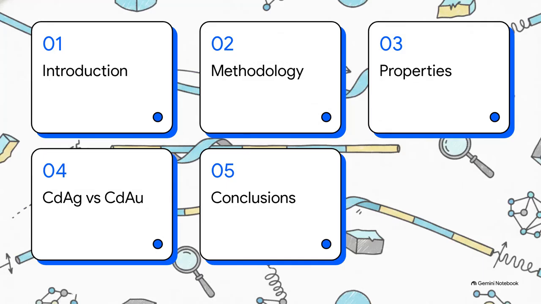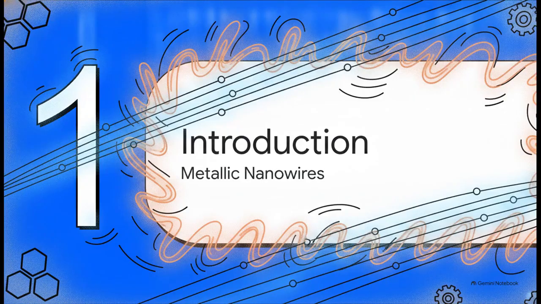Here's our roadmap for the briefing. We'll start with a quick introduction, look at the computational methodology, dive into the structural and mechanical properties, do a comparison of CdAg and CdAu, and then wrap up with some conclusions. Let's jump straight into Section 1, Introduction to Metallic Nanowire Applications.